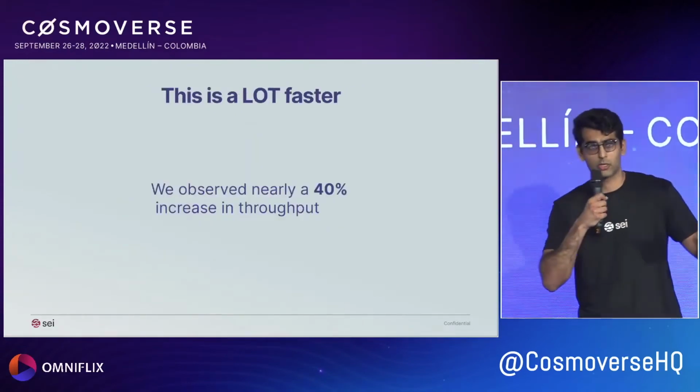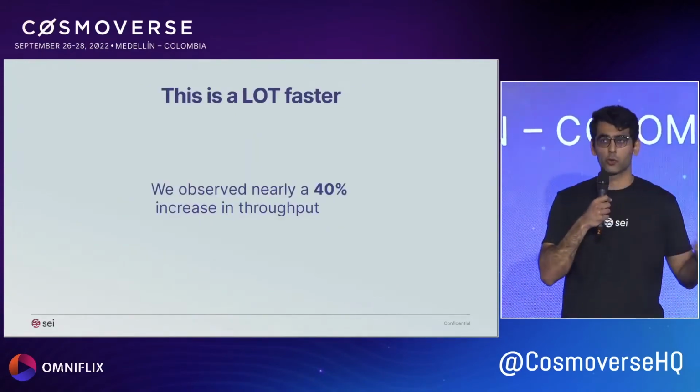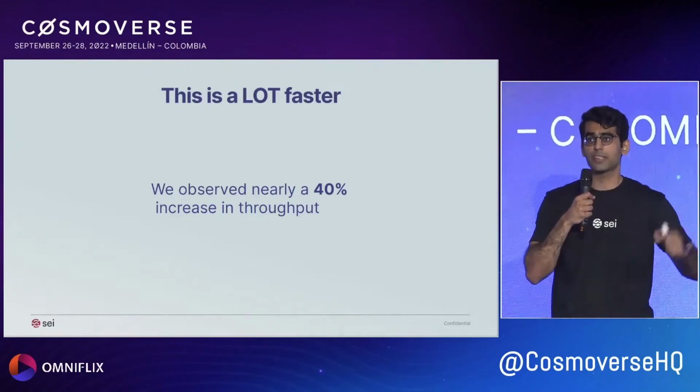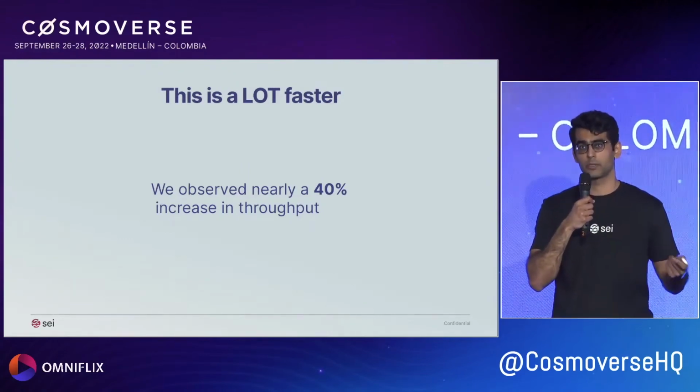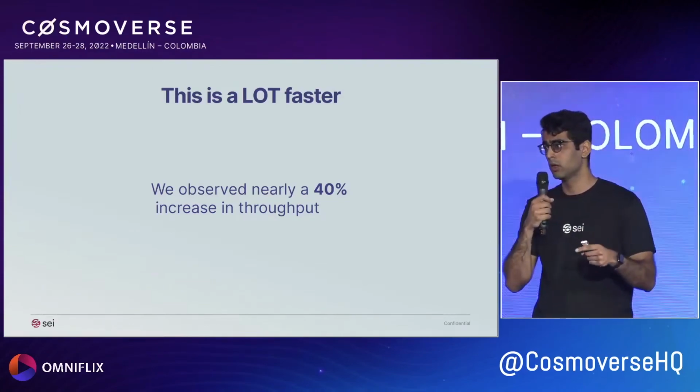So this is a lot faster. We observed that this actually led to a 40% improvement in throughput, which is massive because we've already made all the low-hanging optimizations that could be made. So this was a massive win for Sei.